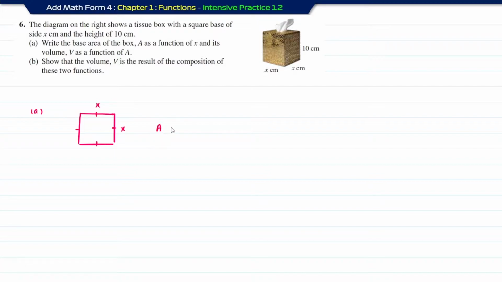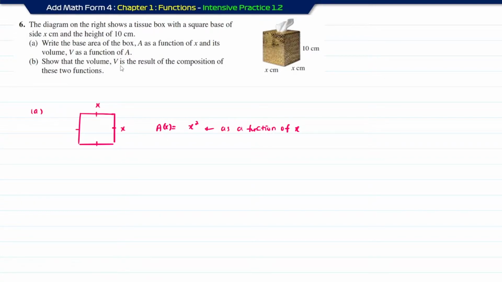The area can be found by multiplying x with x. In this case, our A will have an input of x. So A maps x to x squared. This is the base area of the box as a function of x, as you have x as your object.